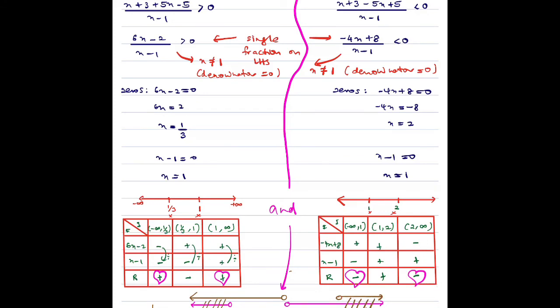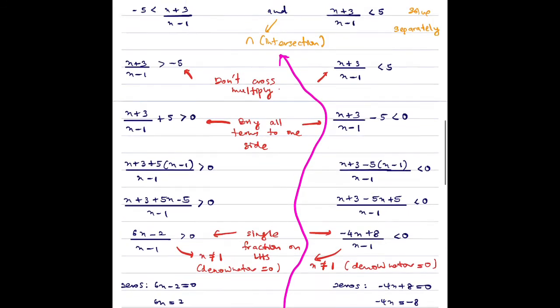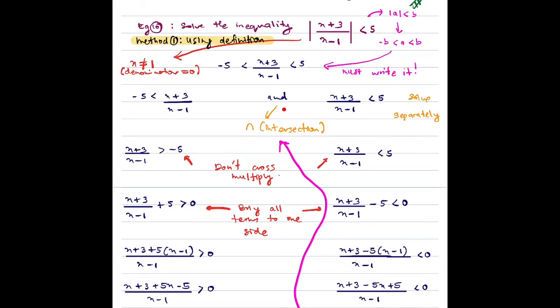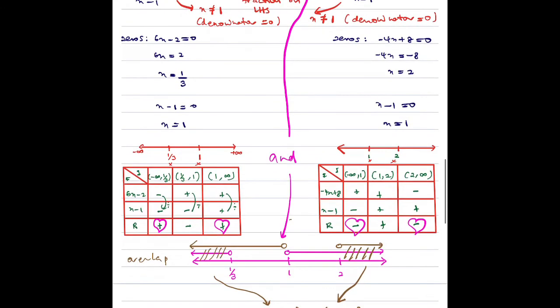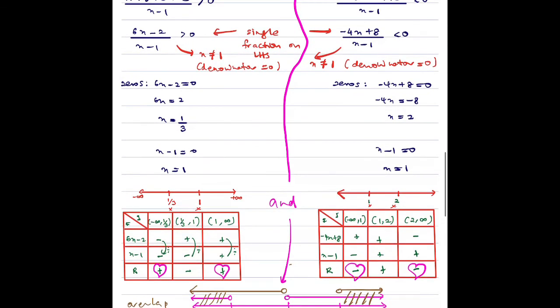Then look at the question. We want less than, and when we split it we use and, which means overlap. So where is the overlap area? The answer is x less than 1 over 3 and also 2 to infinity. We share the area, so it is a union.